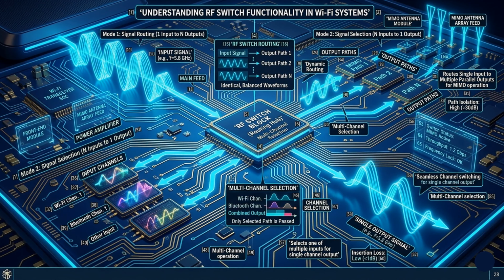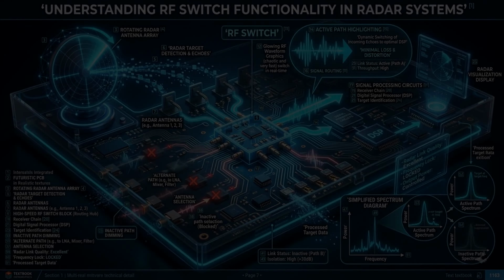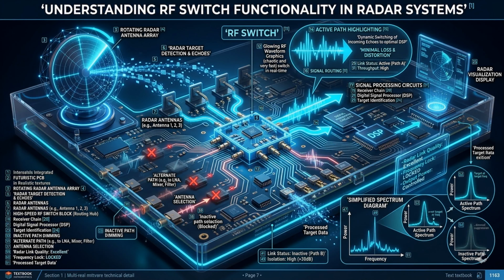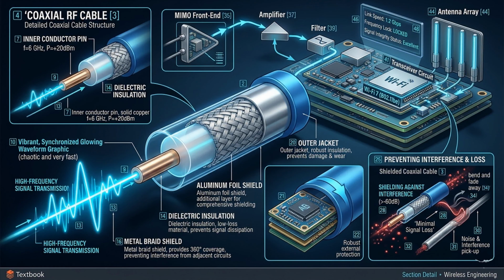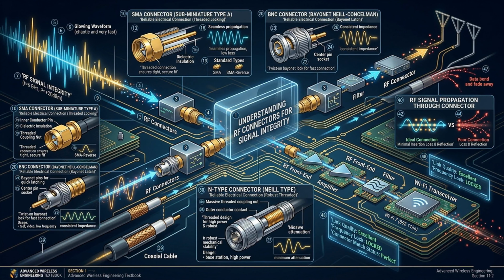Switches. RF switches route signals between various paths within a system. They play a crucial role in multi-channel systems, permitting one input to connect to various outputs, or vice versa. For instance, a radar system might utilize RF switches to alternate between different antennas or signal processing circuits. Cables and connectors. RF cables and connectors are vital for maintaining signal integrity. Cables transport high-frequency signals with minimal loss, typically consisting of coaxial structures to prevent interference. Connectors, such as SMA, BNC, or N-type, guarantee reliable physical and electrical connections between components.